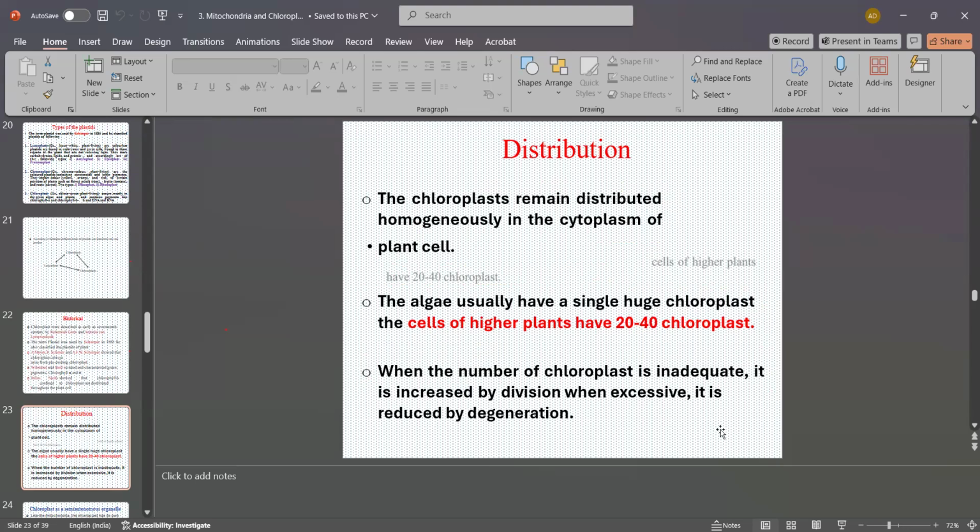Chloroplasts remain distributed homogeneously in the cytoplasm of the plant cells. The algae usually have a single huge chloroplast. The cells of higher plants have 20 to 40 chloroplasts. When the number of chloroplasts is inadequate, it increases by division. When excessive, it is reduced.